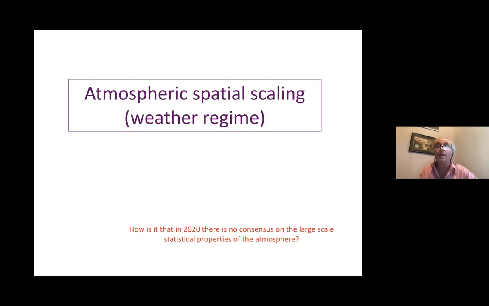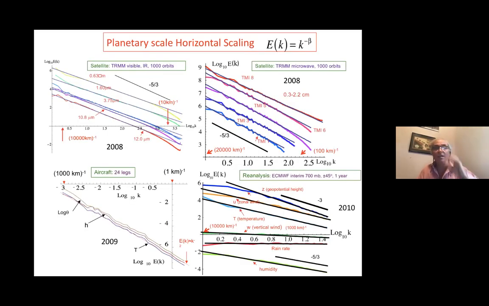But actually it's getting fairly clear. You can use satellite data, visible IR here, passive microwave, aircraft data, reanalyses, all of these up to planetary scales, and you get beautiful scaling, straight lines on a log-log plot, say for the spectrum in the horizontal. So with some deviations at scales larger than maybe 5,000 kilometers, say for geopotential height here, but almost perfect scaling.